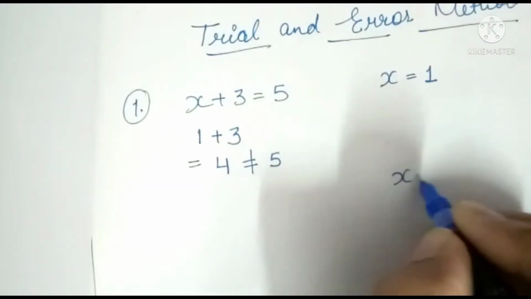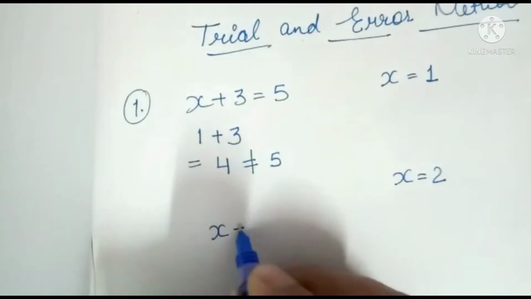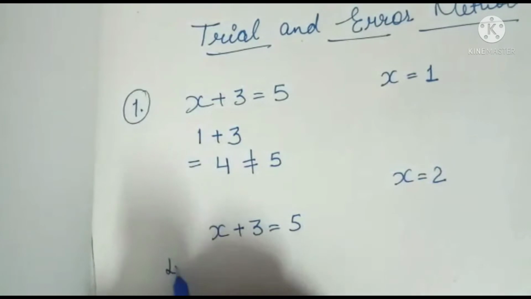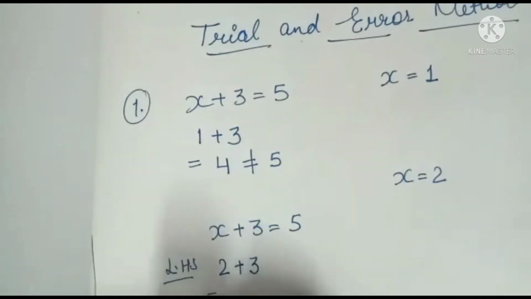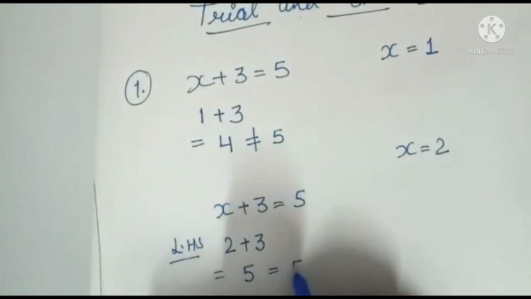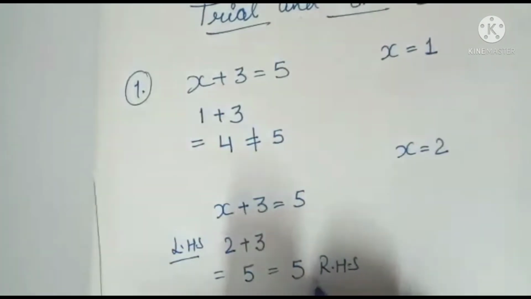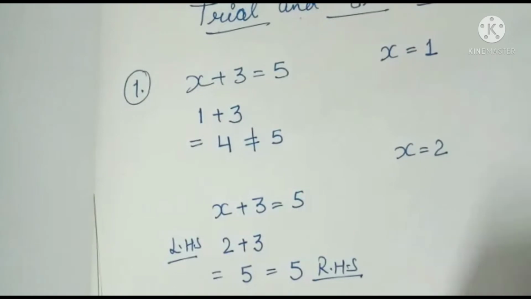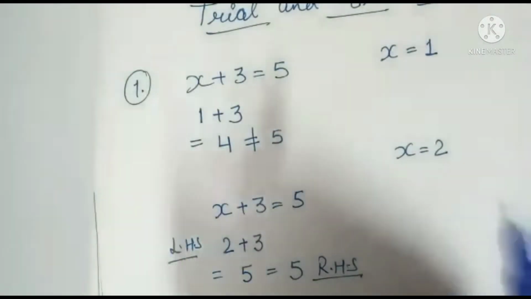So let us try now x is equal to 2. So x plus 3 is equal to 5. Here I will put now in the left hand side 2 plus 3. So 2 plus 3 is equal to 5, which is equal to the right hand side. So 5 is equal to 5, we got it. So it means x is equal to 2 is a solution of this equation.